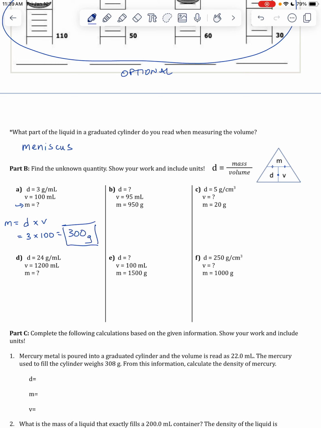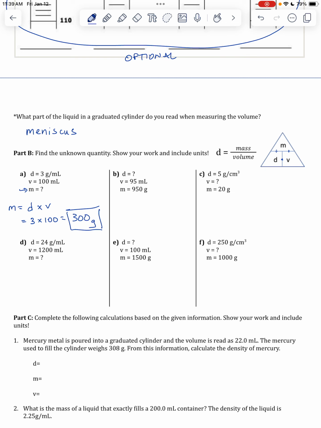And remember, units, units, units. I will be marking off if units are not included. Something like this one where we're looking for density. Well, density is mass over volume. I look at the triangle, or I can see that from my base equation that we use. So the mass here is 950 grams. The volume is 95, which means the density is 10. Now, because this is grams up here and milliliters down here, that's where we get the units for our density of grams per milliliter.